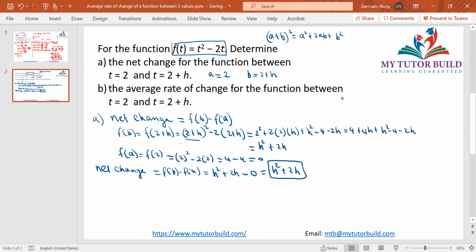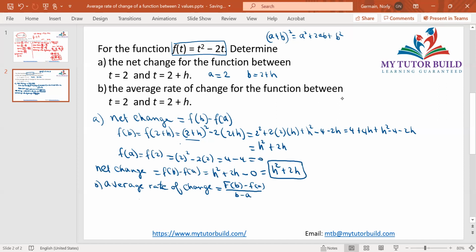The second question they ask us to do is to find the average rate of change of the function between two values a and b. The formula to find the average rate of change is f of b minus f of a over b minus a. Remember, we said a is 2 and b is 2 plus h.